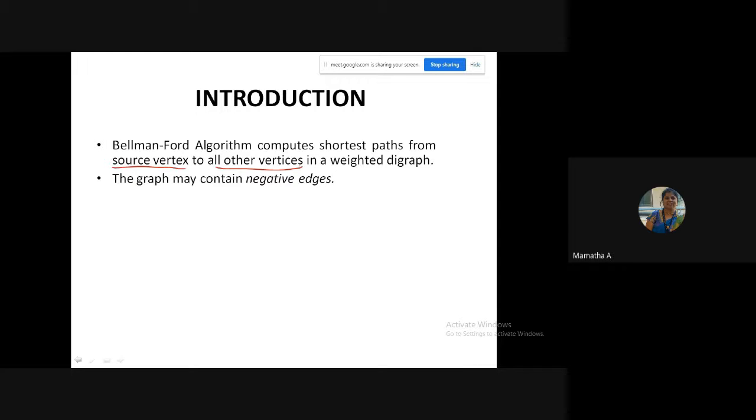So that's the reason Floyd's is called as all-pair shortest path, whereas Bellman-Ford is called as single source shortest path, right? Single source shortest path problem. This is the algorithm which is basically used to find the single source shortest path problem.